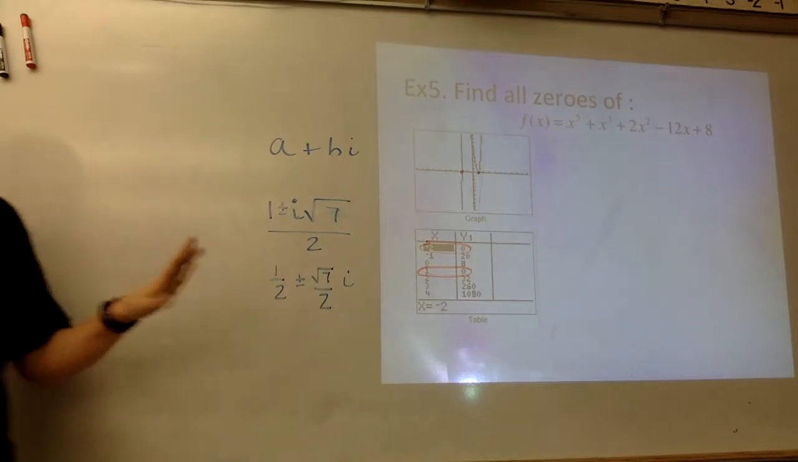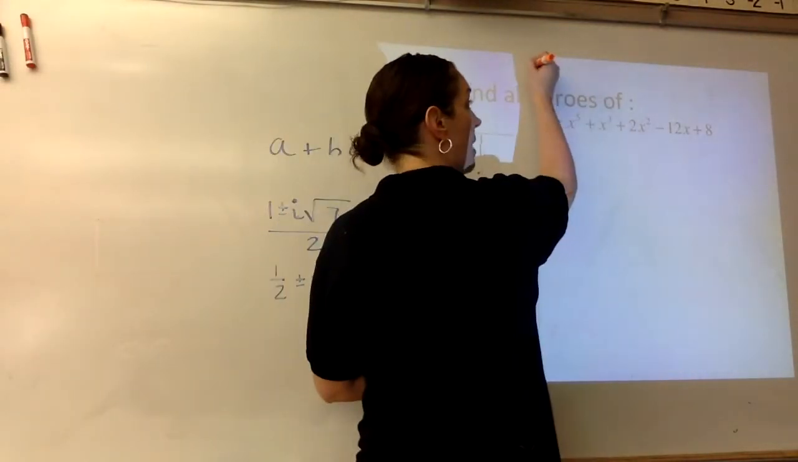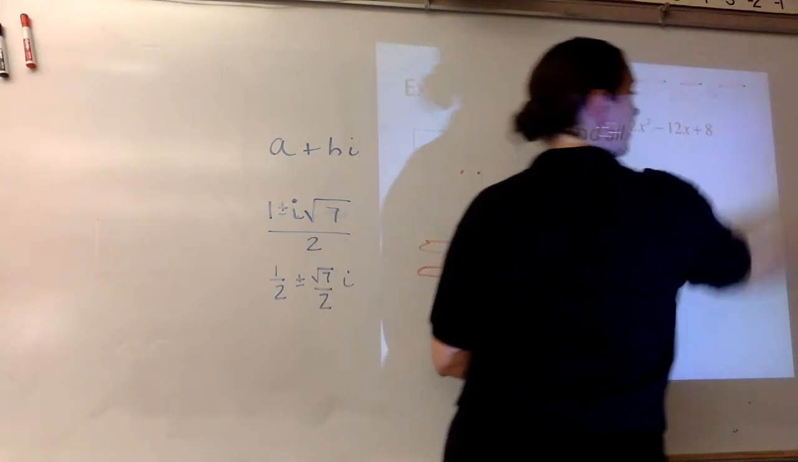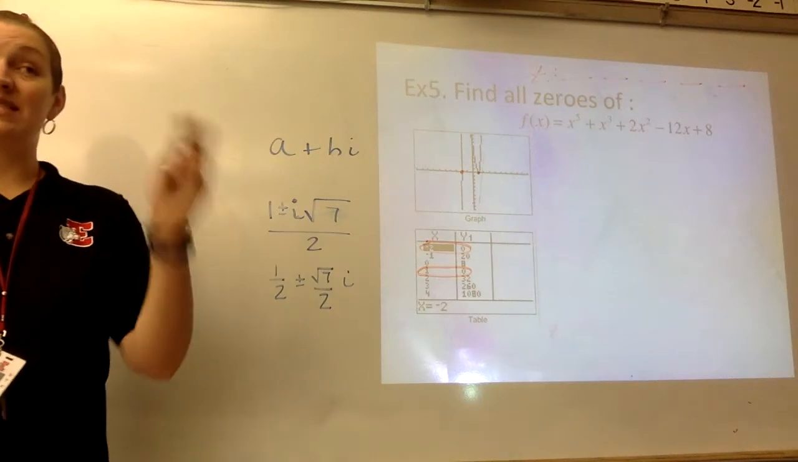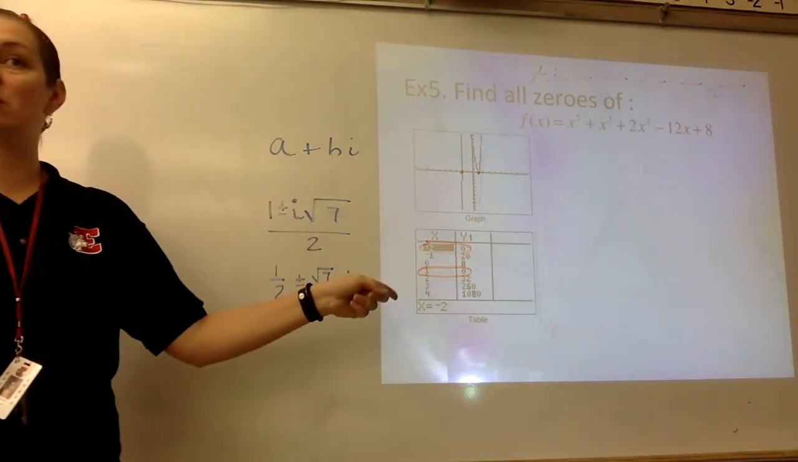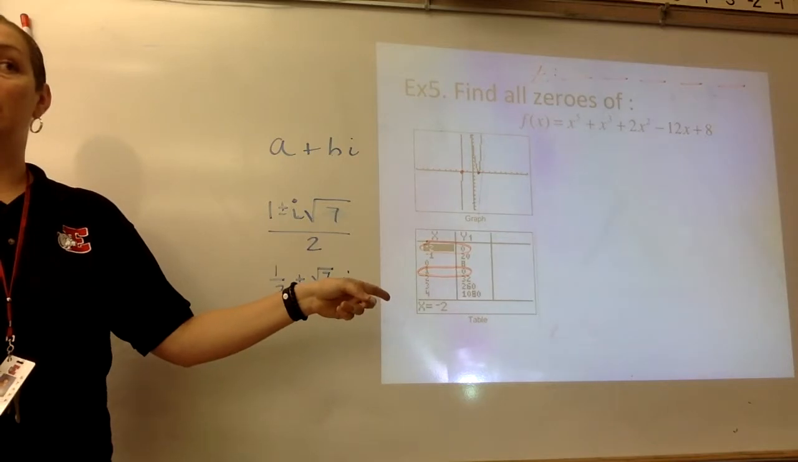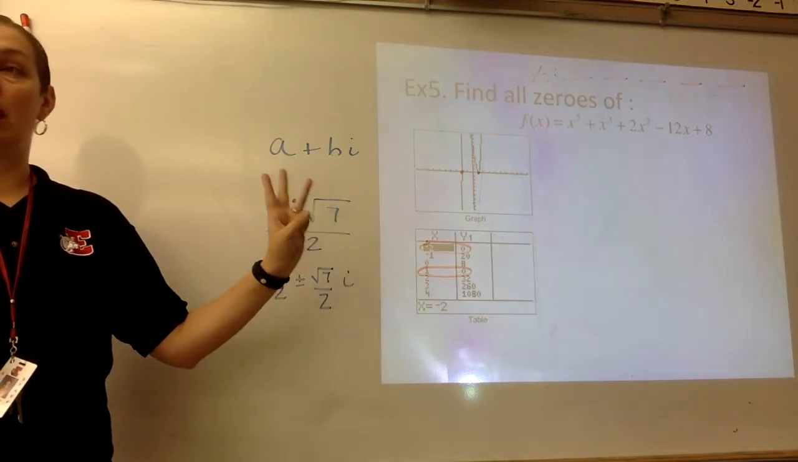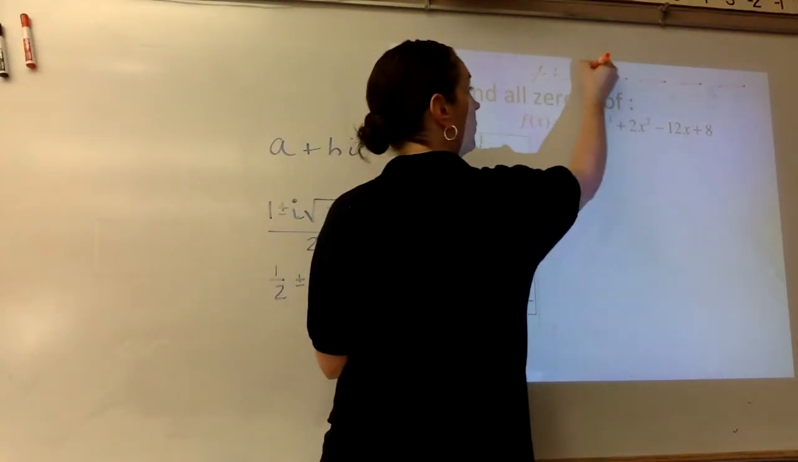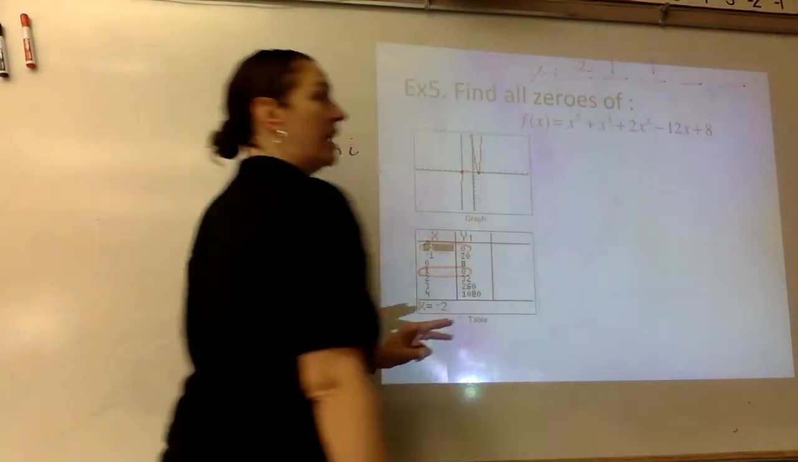So if I think about this, find all the zeros, my first thought should be 1, 2, 3, 4, 5, correct? My second thought, after looking at the picture and the table, is how many zeros do I know right now? Great. What are they? -2, 1, and 1, right? Okay, now let's take a time out.